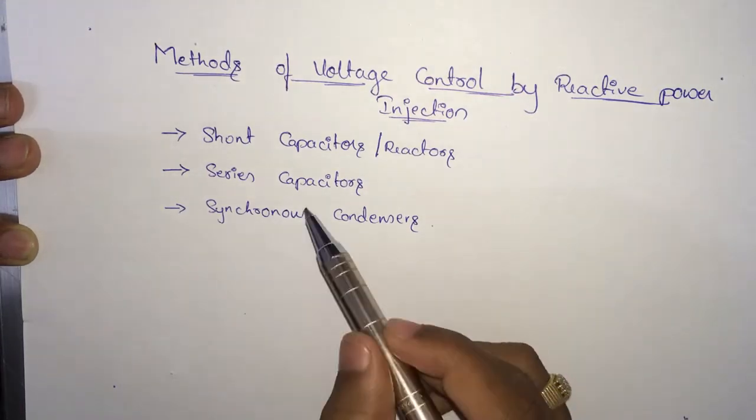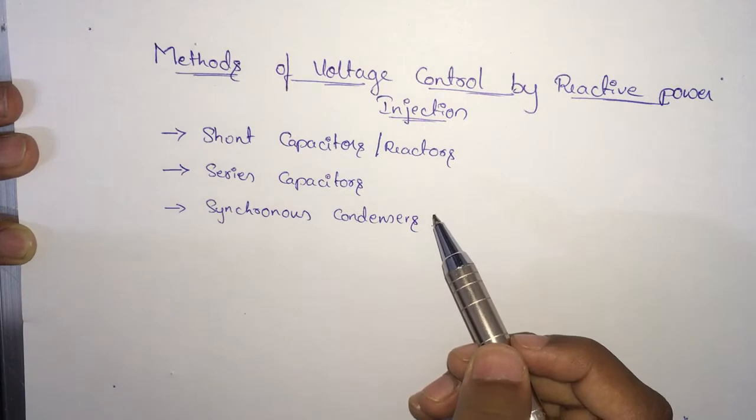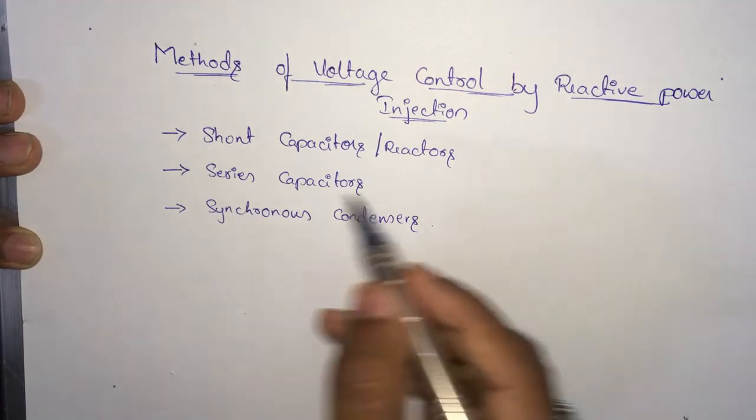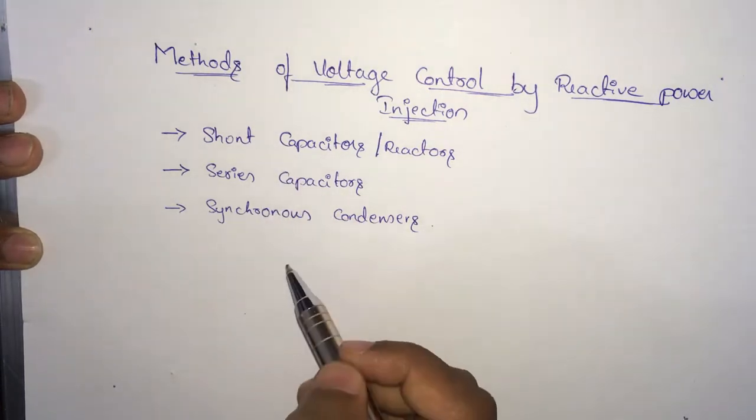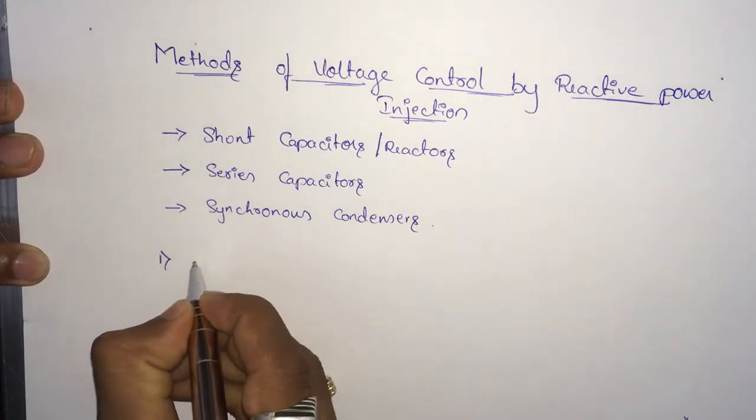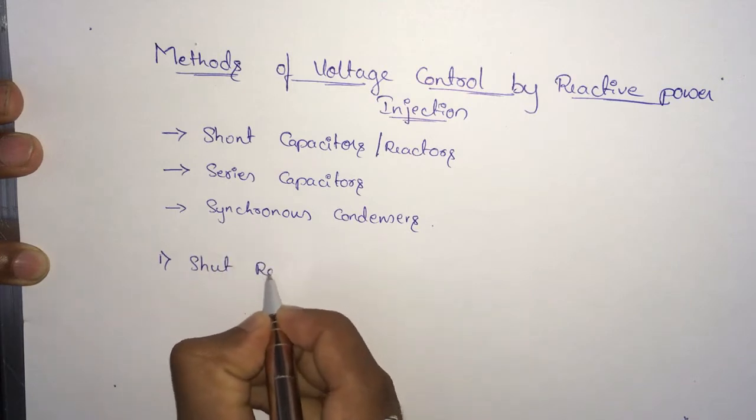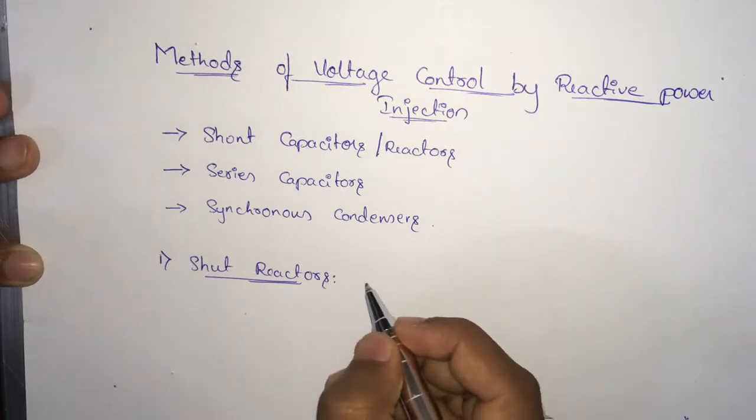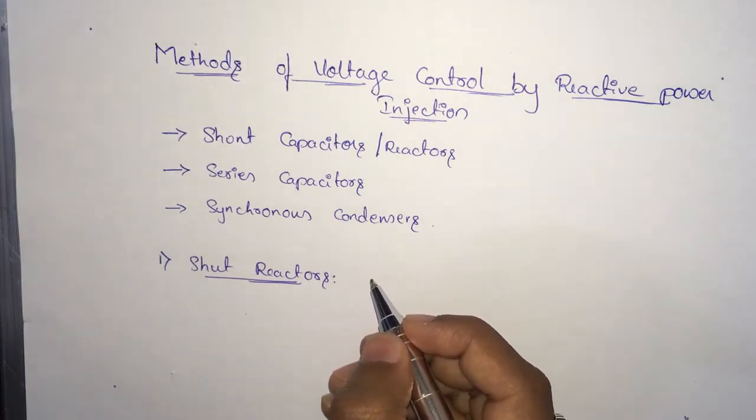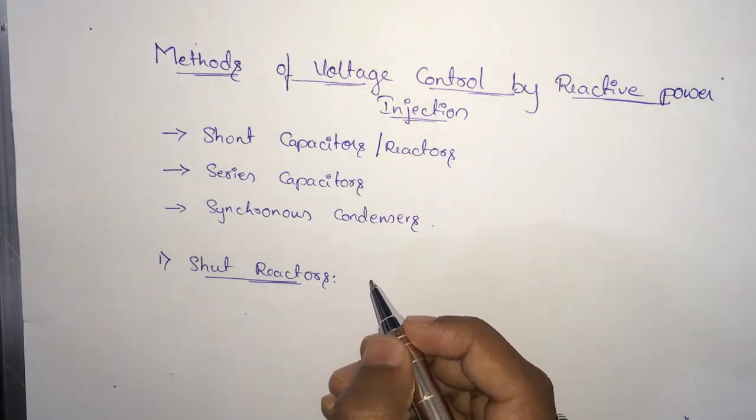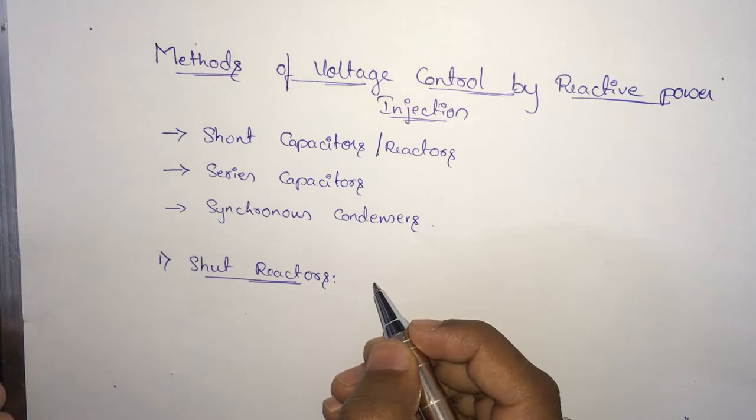Okay, these are the conventional means of reactive power injection. First one is shunt capacitors or reactors. Let us discuss in detail all the three methods. Let us discuss firstly shunt reactors. Shunt reactors are used to compensate the effect of line capacitance. If we have any line capacitance on a transmission line, we are going to use these reactors.